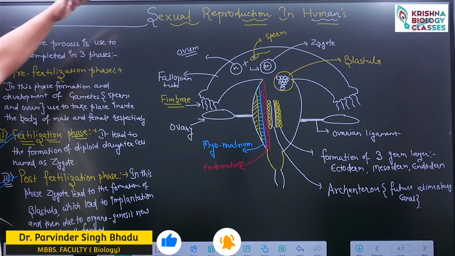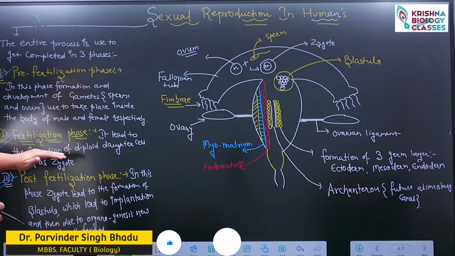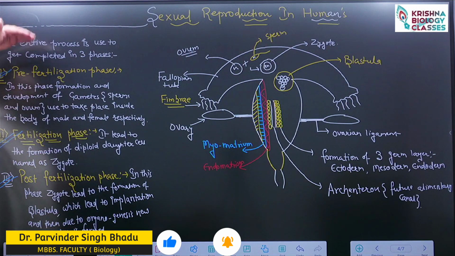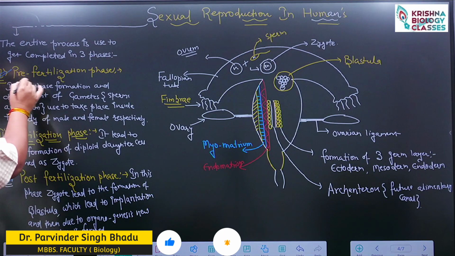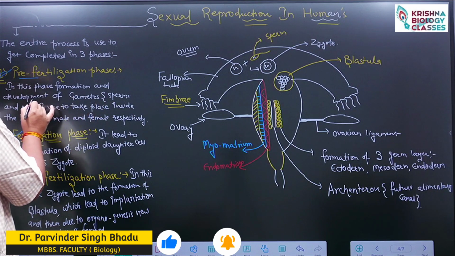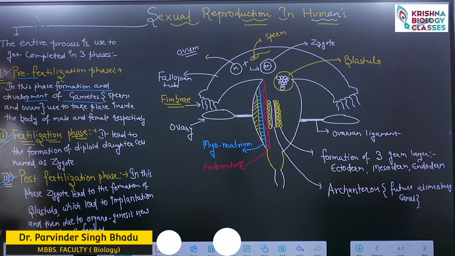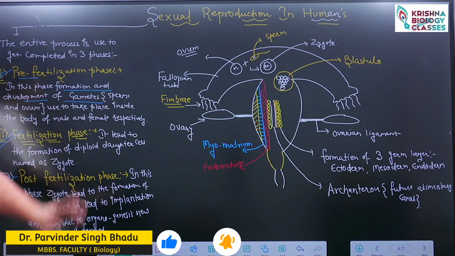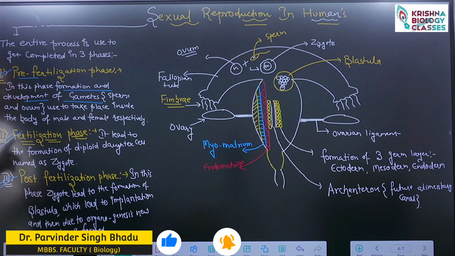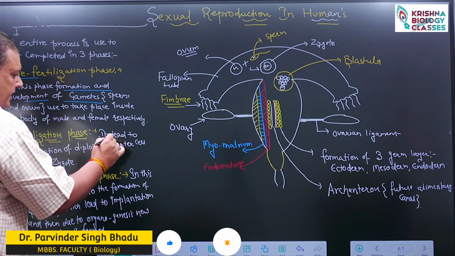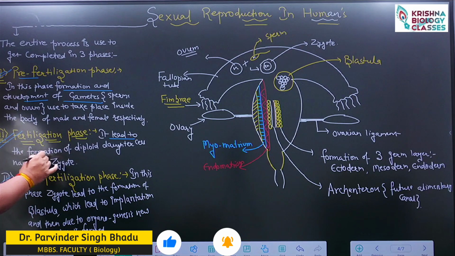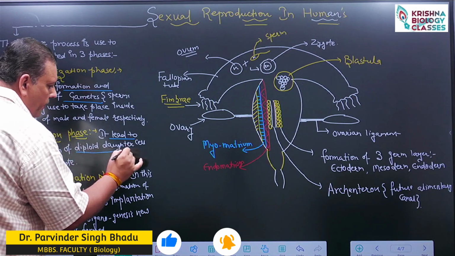So now the entire process is divided into three phases: the phase which takes place before fertilization and the phase after fertilization. In the pre-fertilization phase, the formation and development of gametes takes place inside the male and female body respectively. During fertilization, there is a fusion of gametes which leads to the formation of a diploid cell.